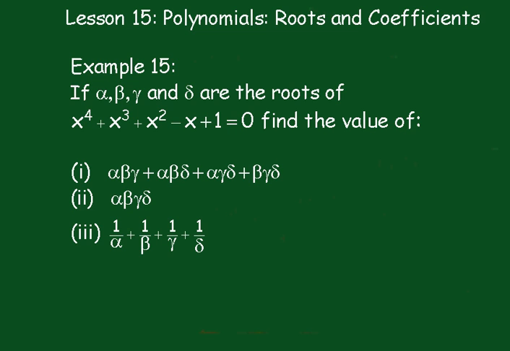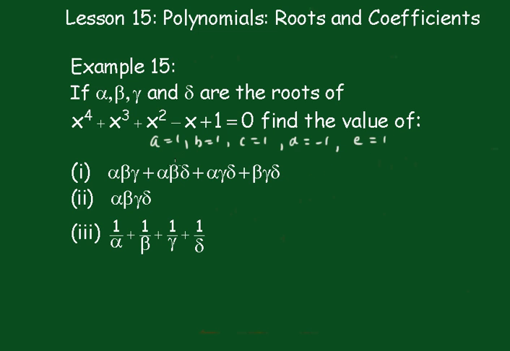Okay, now here's example 15. If alpha, beta, gamma, and delta are the roots of this quartic, x to the fourth plus x cubed plus x squared minus x plus 1 equals 0, we have to find the value of the sum of the roots, the sum taken two at a time, three at a time, alpha beta gamma delta, and finally 1 on alpha plus 1 on beta plus 1 on gamma plus 1 on delta. Now, first of all, we'll write down what the coefficients are. So we know that a is equal to 1, b equals 1, c equals 1, d equals minus 1, and e is equal to 1.